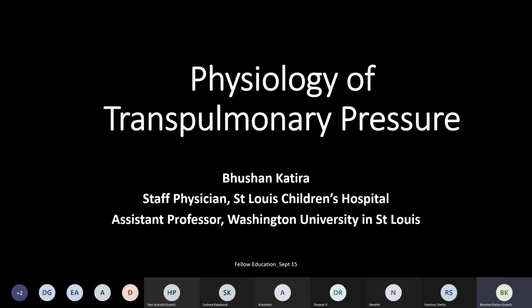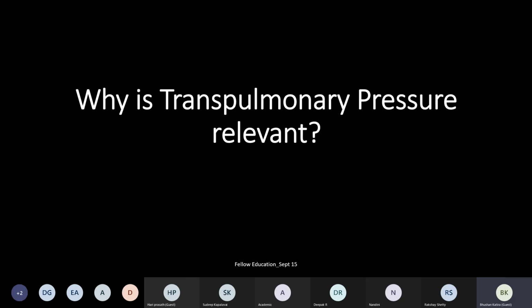But before we know the technique of esophageal pressure, before we know why we should measure esophageal pressure, we should know what it is that esophageal pressure gives us. What information from the measurement of esophageal pressure do we need to use at the bedside that will help us titrate ventilation or treat our patients better? And so I thought we should have some talk about the physiology of transpulmonary pressures.